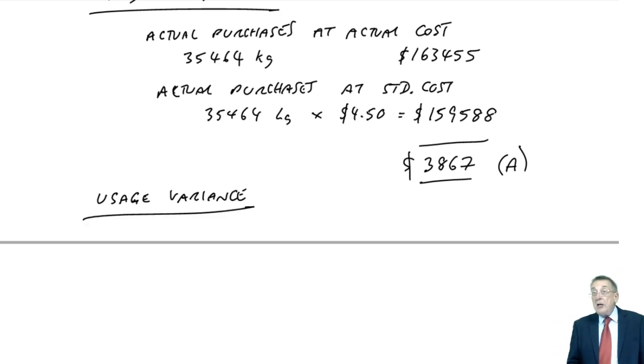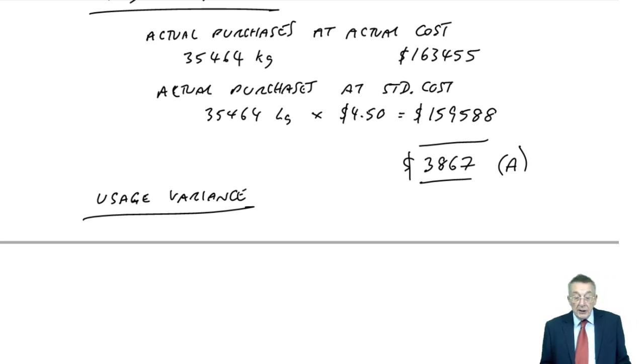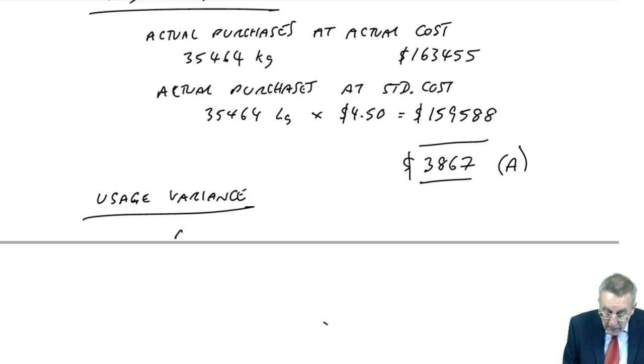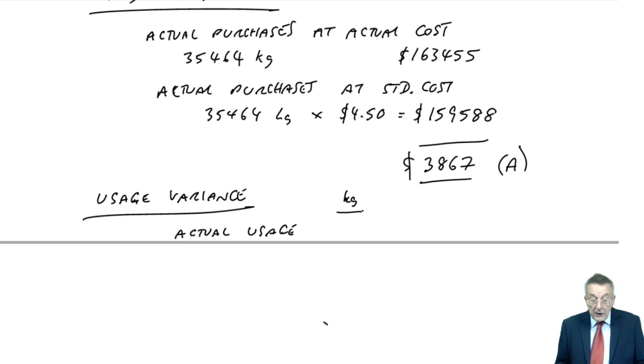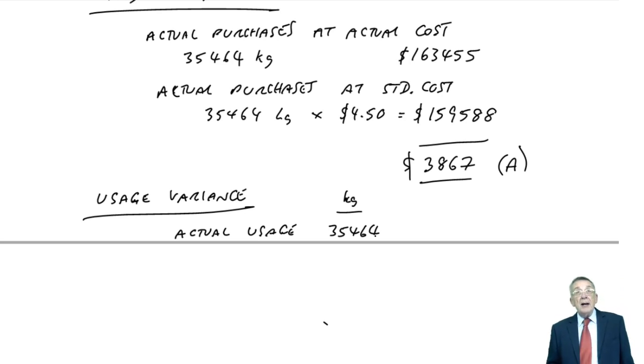And to check whether we used more or less than we should have done, we compare how much we actually used in kilos. What did we actually use? We used 35,464. We compare it with what we should have used for our actual production.